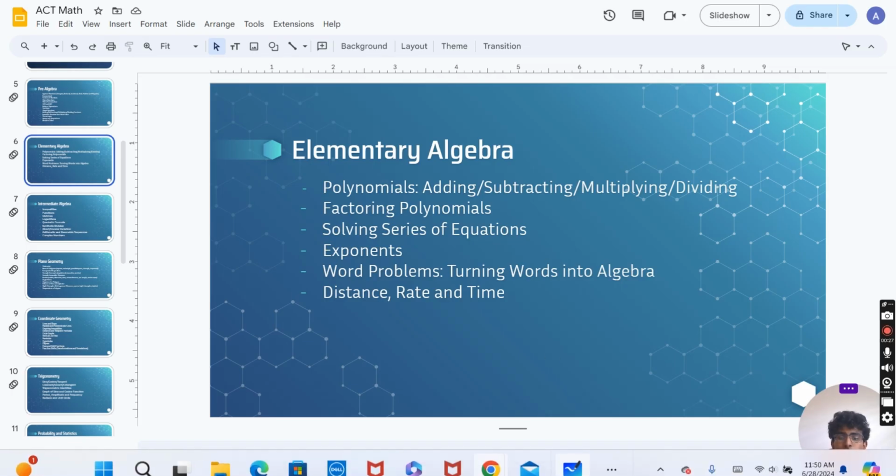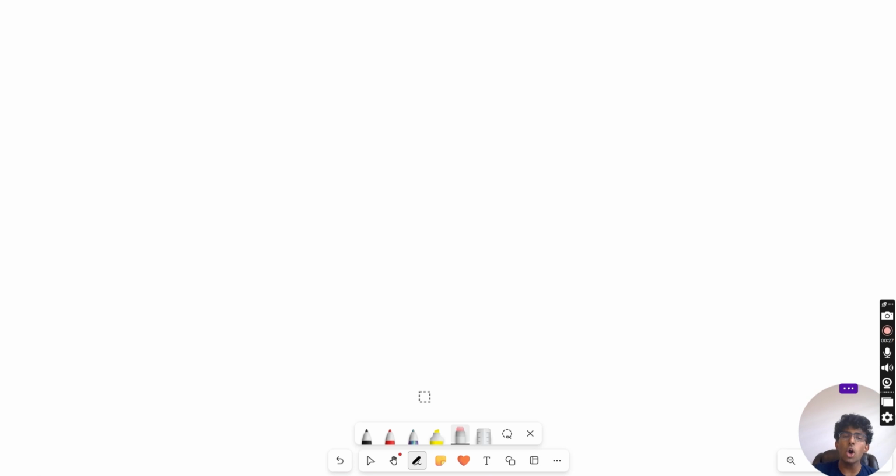Distance, rate, and time, that's the last part. So distance, rate, and time, all you gotta remember is this. D equals R times T. So distance equals rate times time. And no matter what you're asked to solve for, you can easily manipulate it to find the other. So if you want to find the rate, you do distance divided by time. If you want to find the time, distance divided by the rate.